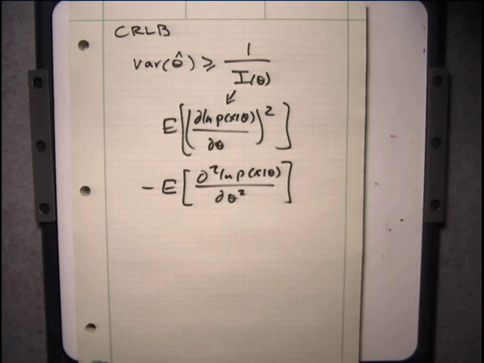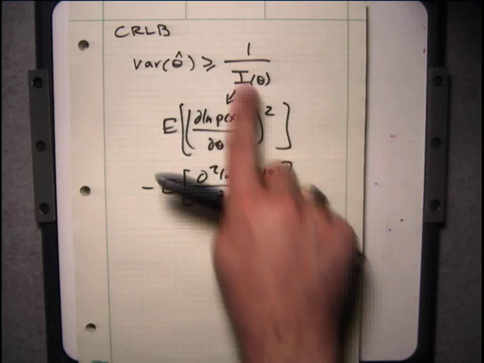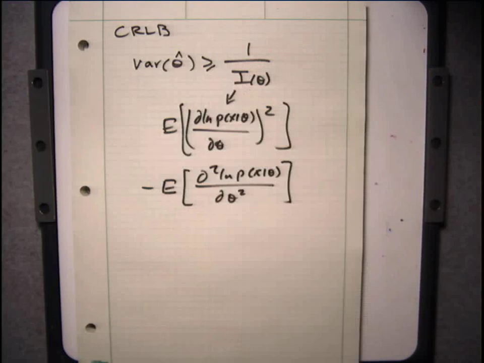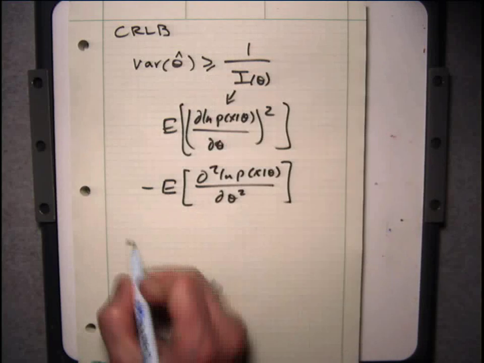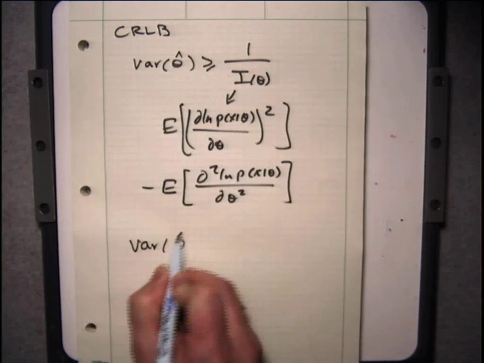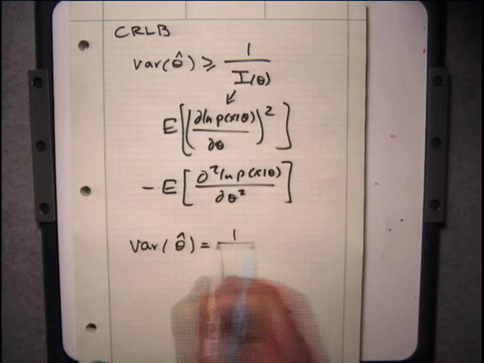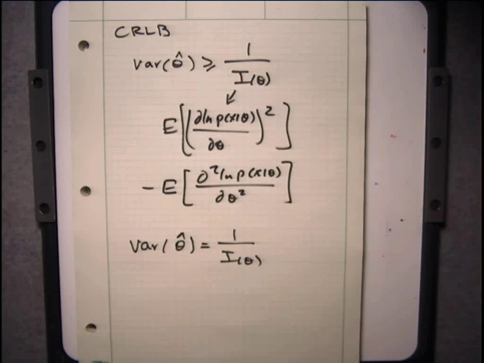On the other hand, if you have an efficient estimator, that means that it also achieves this bound. So it is the minimum variance unbiased estimator, and it has variance that is exactly equal to this. So when this equality is reached, when the variance of theta hat is in fact equal to 1 over I of theta, and you have an unbiased estimate, then you have an efficient estimate.